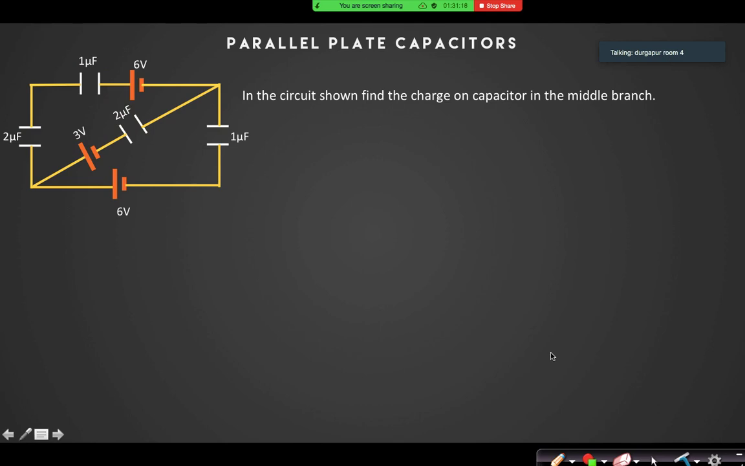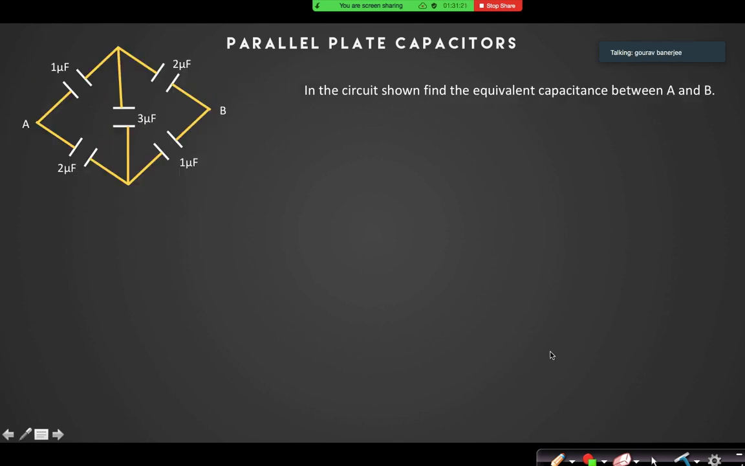I think it is clear to all of us. Yes, sir. Can you find the equivalent capacitance of this system? Sir, 13 by 18. Sir, 5 by 13.